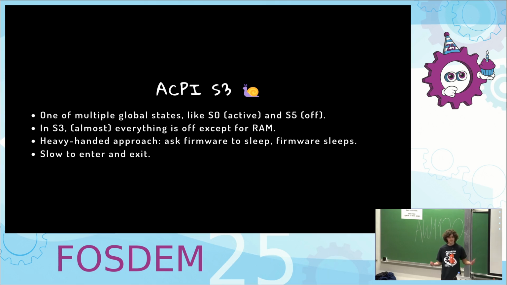ACPI defines a bunch of global states. You've got S0 for a system that's fully awake and running, S5 when it's off, and S3 was suspending to RAM. So RAM stays on, all devices turn off, and the CPU is turned off. And then when you restart, your RAM's already there. You don't have to do all that much. And so it's a pretty heavy-handed approach.